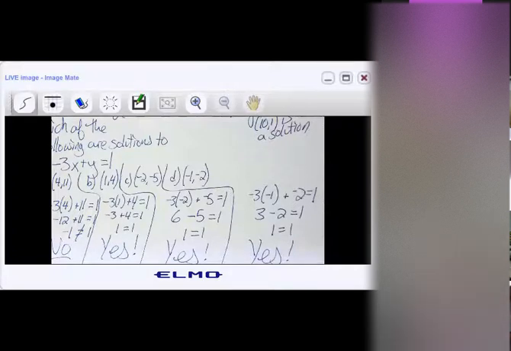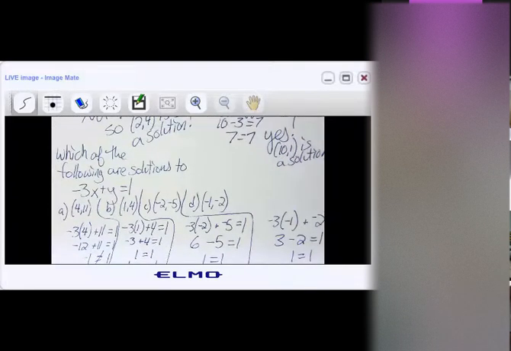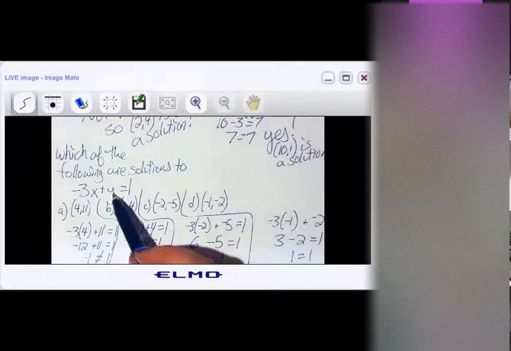That's kind of cool. So when you have an equation with more than one variable, remember variables are just the letters that we use, you can have an infinite number of solutions, right?